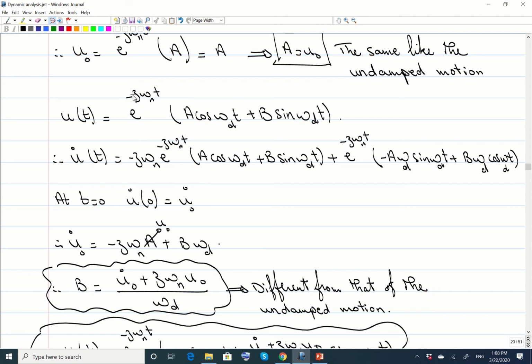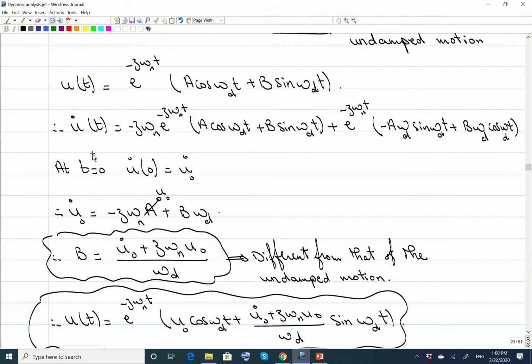So the derivative of the first one over here is negative zeta omega n multiplied by e to the negative zeta omega n t multiplied by the second function over here, plus the first function, what we have over here, multiplied by the derivative of g of t. So the derivative of g of t is, as we did earlier, negative a omega d sine omega d t plus b omega d cosine omega d t.